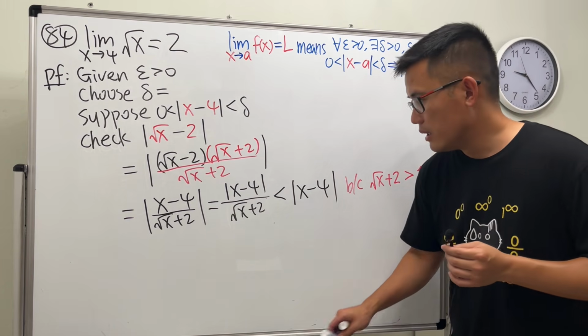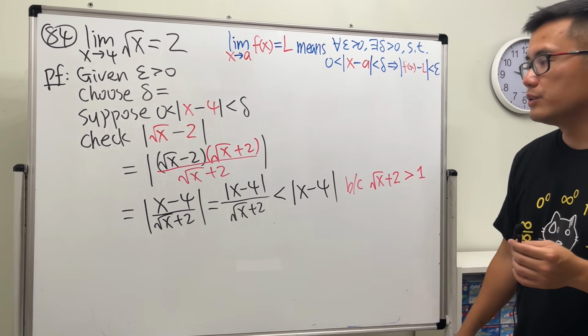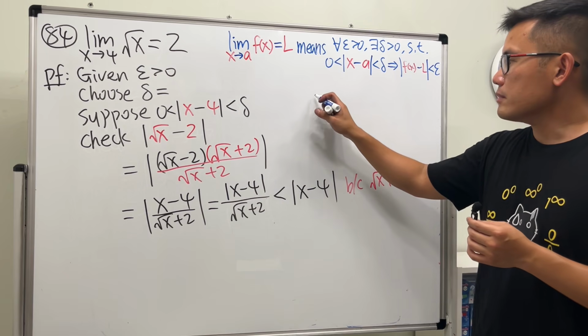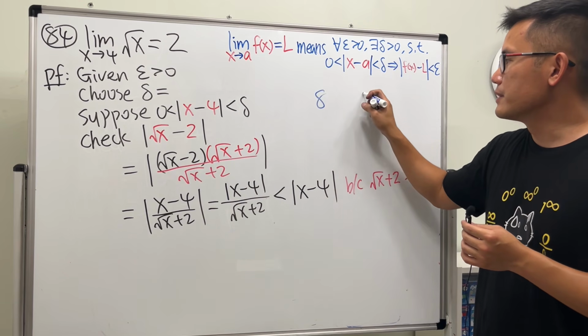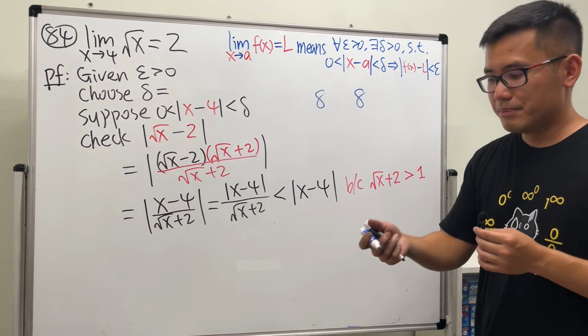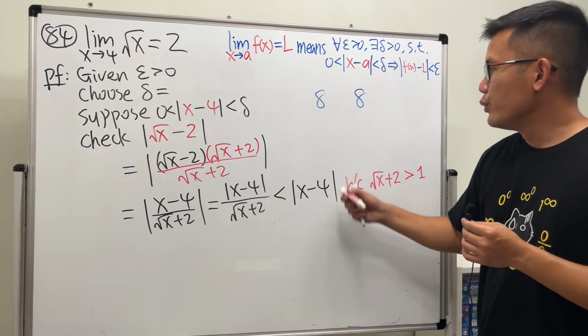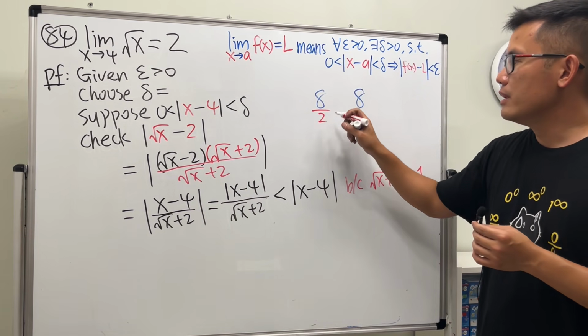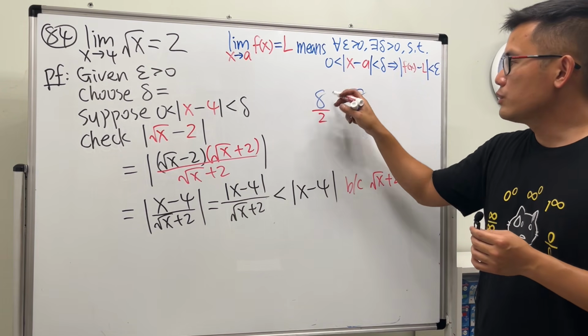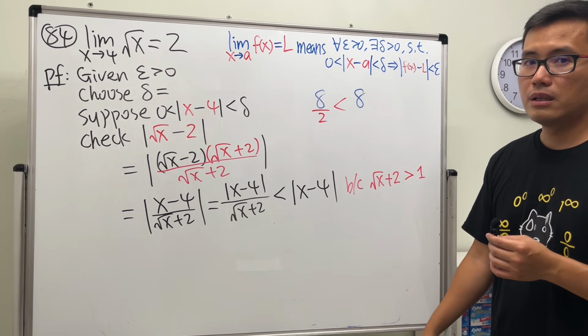Let me give you an example to convince you guys. So suppose you have 8 versus 8. Of course they are the same. But if today you have 8 and then divided by 2, then it becomes what? This right here becomes smaller than that, right? Yeah.